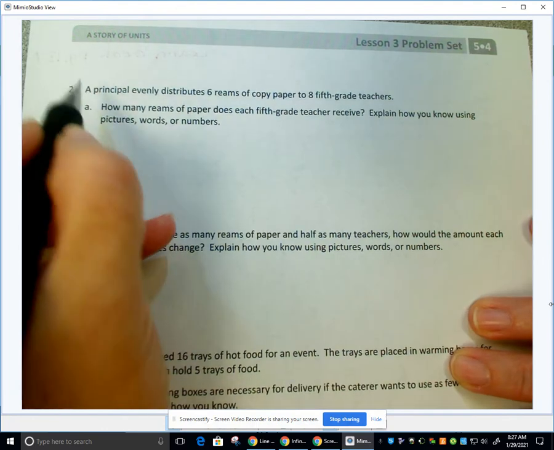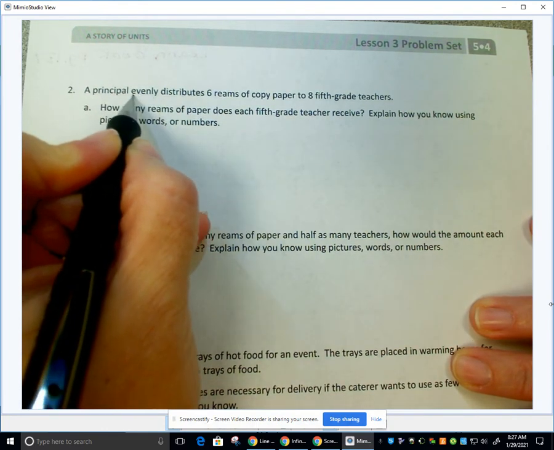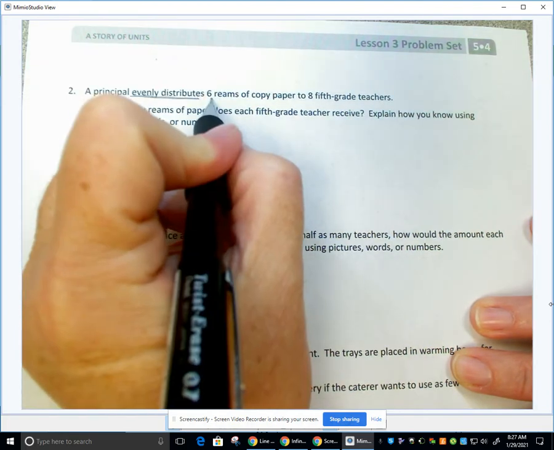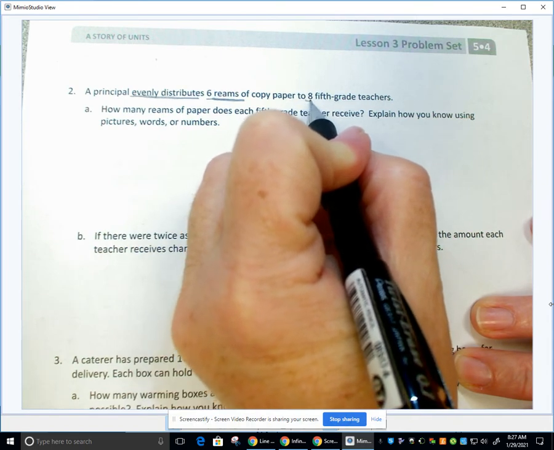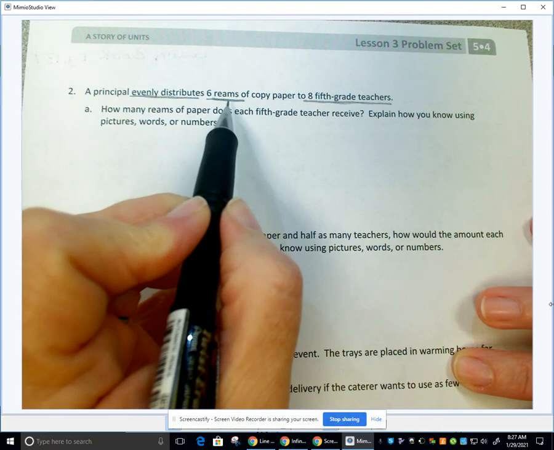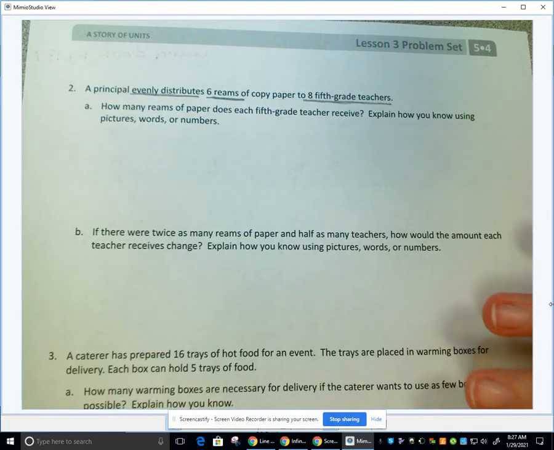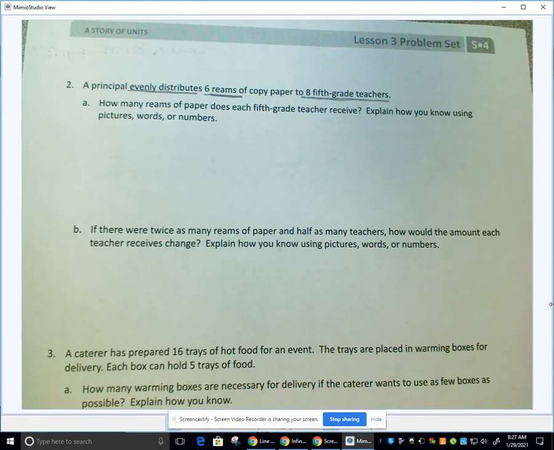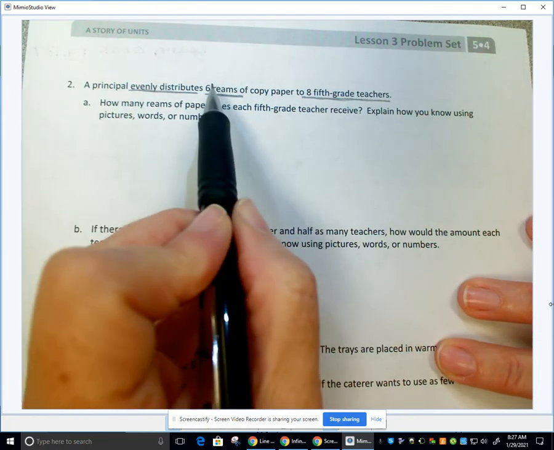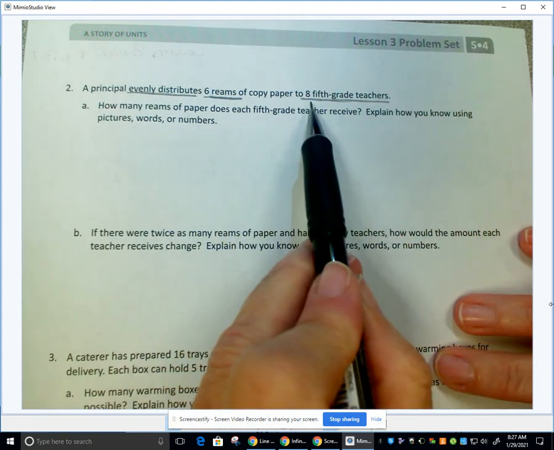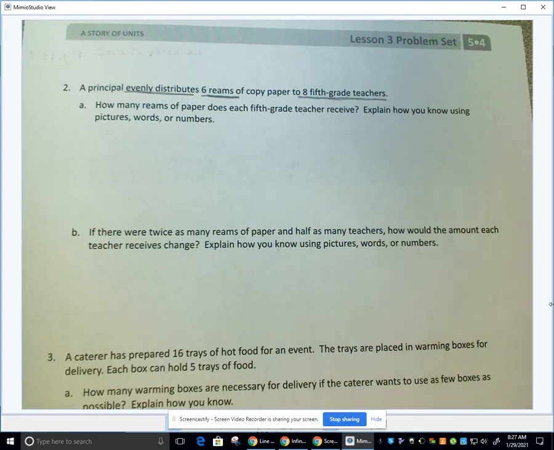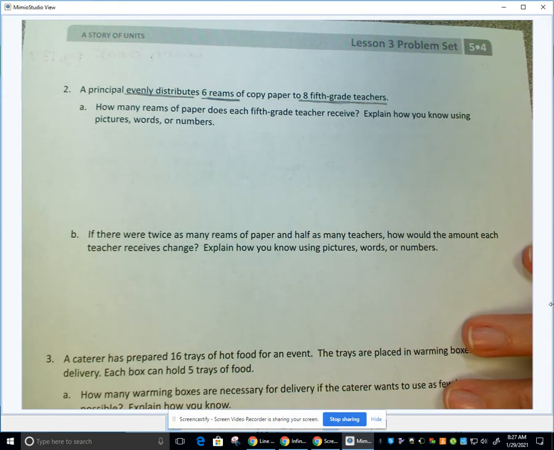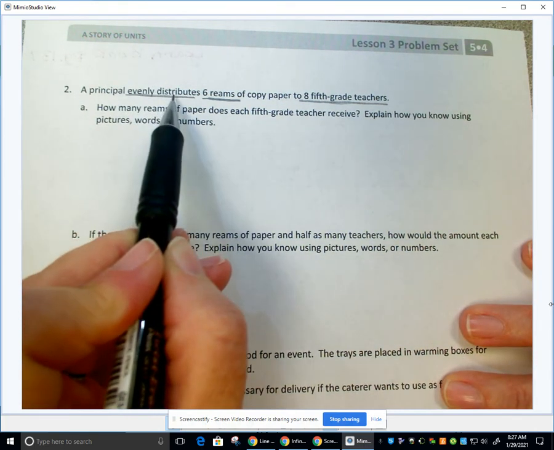Number 2 says, a principal evenly distributes 6 reams of copy paper to 8 fifth grade teachers. Now, reams of copy paper, that's probably like packs of paper or cases of paper, probably packs. That means if he evenly distributes it, he says, I'm going to give you some, you some, and everybody gets the same amount. And we know that because he evenly distributed it.